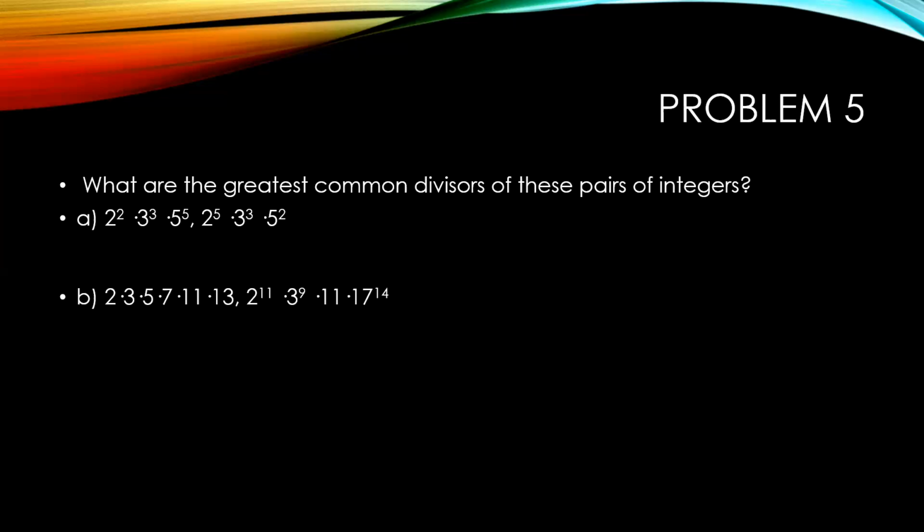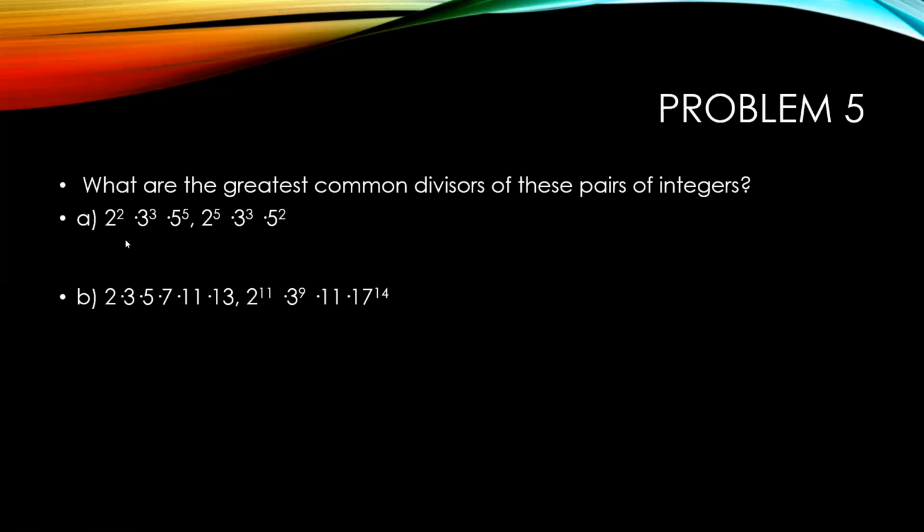For the greatest common divisor, we're going to get all the prime factors of the two given numbers, and then take the minimum exponent. We have 3 prime factors: 2, 3, 5. For 2, we check the minimum exponent. Between 2 and 5, definitely 2 is the minimum. So the first prime factor that we consider for the greatest common divisor will be 2 squared.